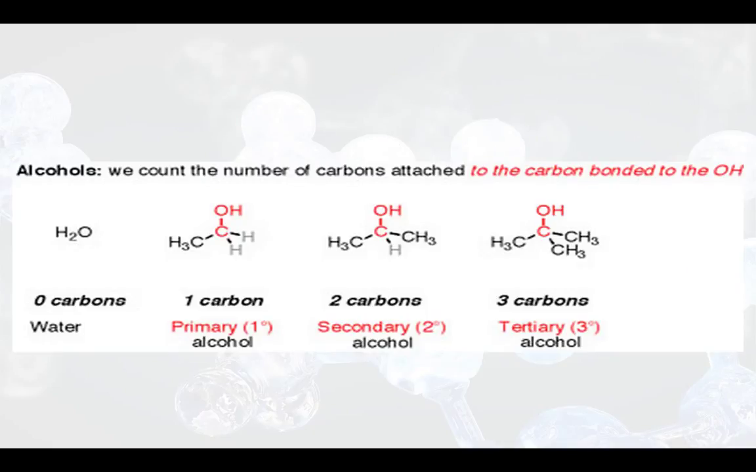Now, here's a way to visualize it. Again, we have this carbon in the center that's attached to the OH. That's the carbon that we're worried about. How many other carbons is it attached to? Well, in this one, it's attached directly to 1 more. The other 2 are hydrogen, so this is primary. This carbon is attached to 2 other carbons. It is secondary. This carbon is directly attached to 3 other carbons, and it is tertiary.